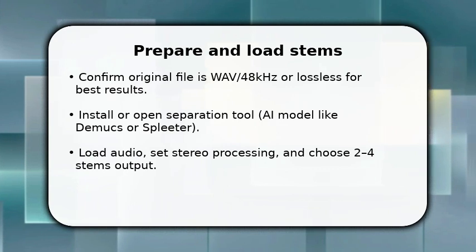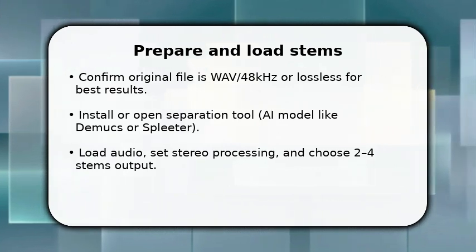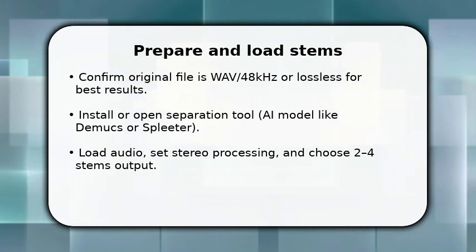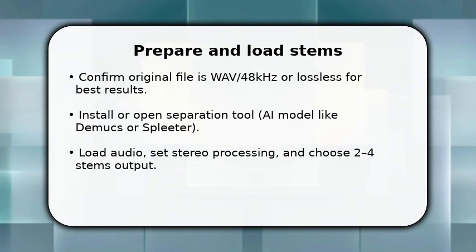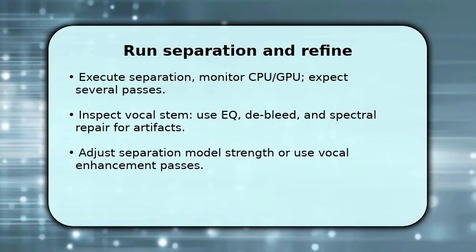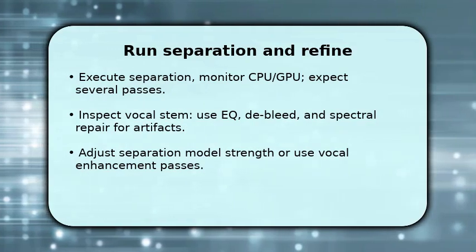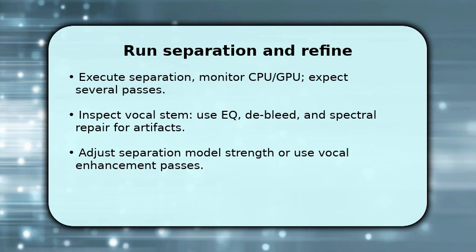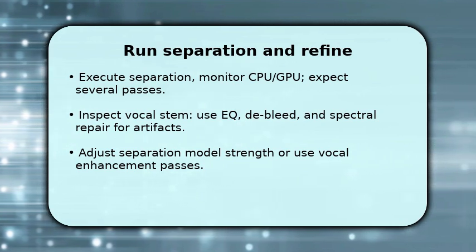These first steps ensure the algorithm has quality input and the right target outputs, which directly affects how well music will be removed. Run the separation and watch the logs. High-quality models may do multiple inference passes. Once you have a vocal stem, listen critically for music bleed and spectral artifacts.